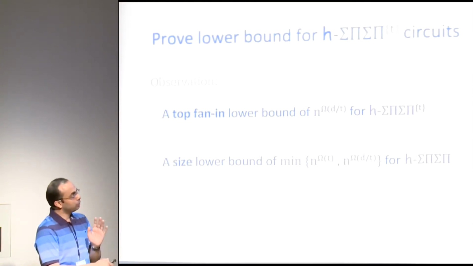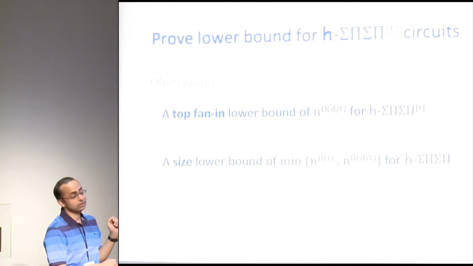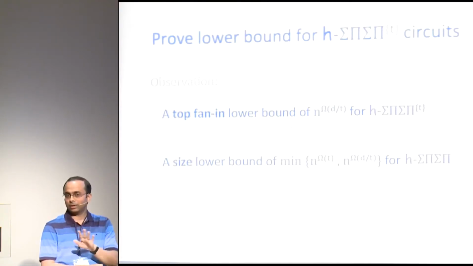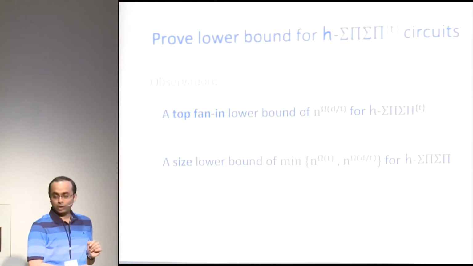So suppose you could prove a top fan-in lower bound, the best possible for this kind of circuit. We already did it, but for square braces, not curly braces, when the bottom fan-in is small, not bottom support. By the way, I hope the word support is clear to everyone. Okay, so as a lower bound, what do I get?